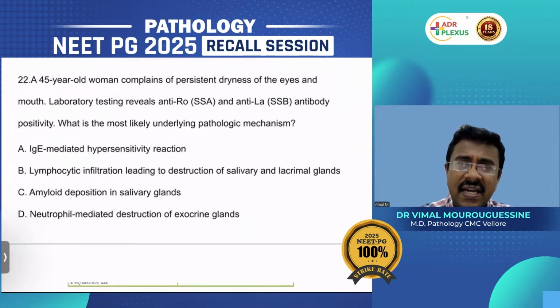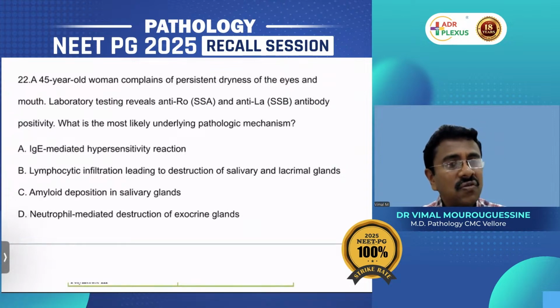Moving on to the 22nd question, a case of Sjogren syndrome was given, and they were asking about the characteristic features of dryness of eyes and mouth, and they have given clear lab findings: antibodies anti-Ro and anti-La, that is SSA and SSB antibody. Remember, guys, Sjogren syndrome, lip biopsy. We used to classically remember this lip biopsy with Sjogren syndrome.